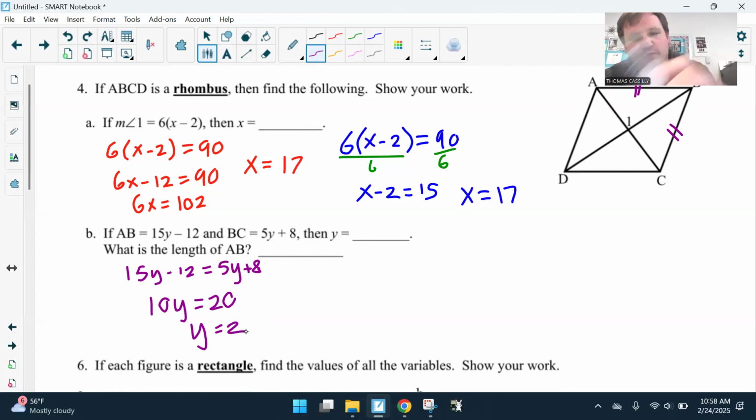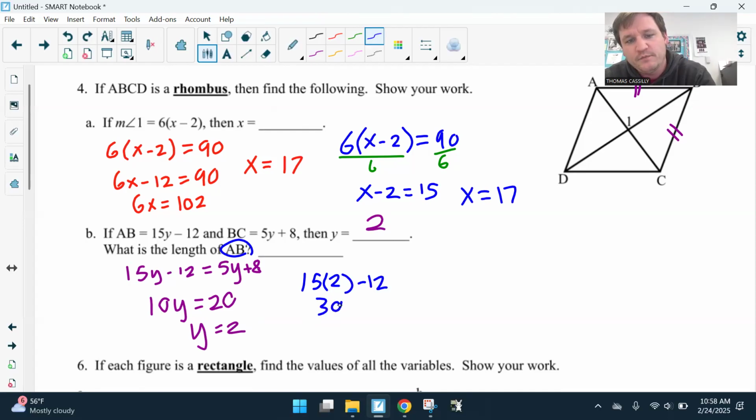Y is 2. This one, we're going a step further. They are asking us to solve for AB. What is the length of AB? Plug it in. 15 times 2 minus 12. 15 times 2 is 30. You get 30 minus 12, which of course is 18. So AB has a side length of 18.